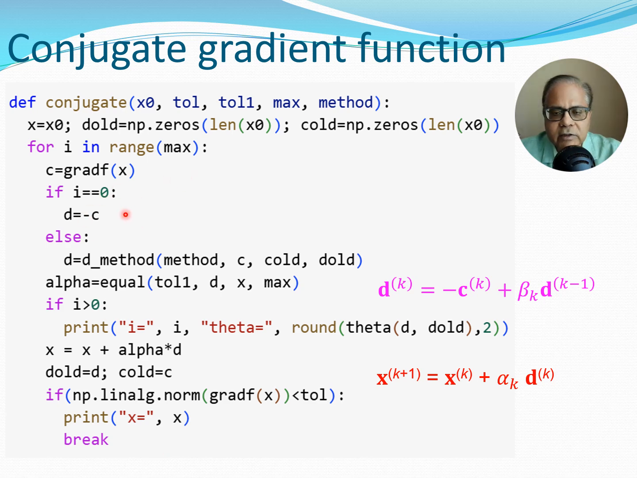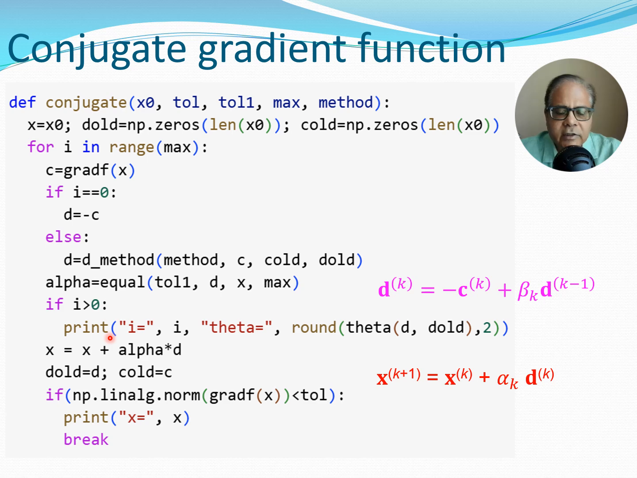And then for i equal to 0, I use the steepest descent search direction. Beyond this, I use D as D method, which is the conjugate gradient method I have selected for this problem. I have one more call to this particular function here, which is going to do the one-dimensional search.